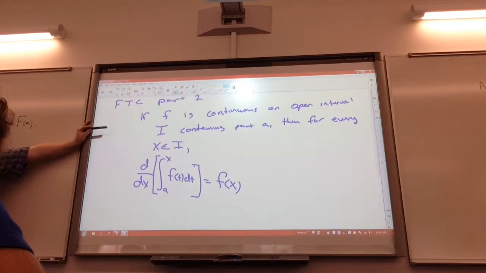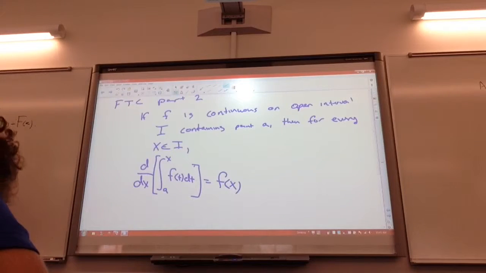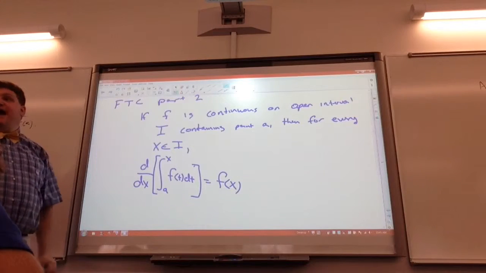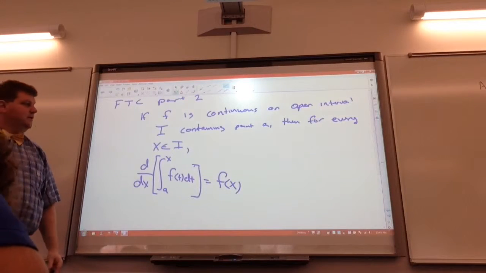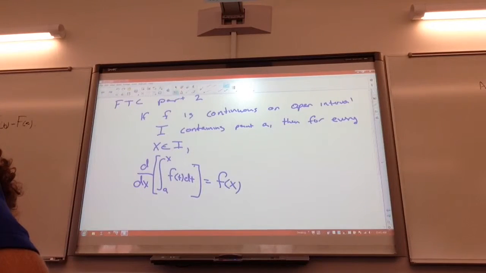Okay? We don't define a zone from A to B this time, because instead we're saying I is any open interval that contains point A, and for any value in that open interval, this is the relationship. And for every, yeah.